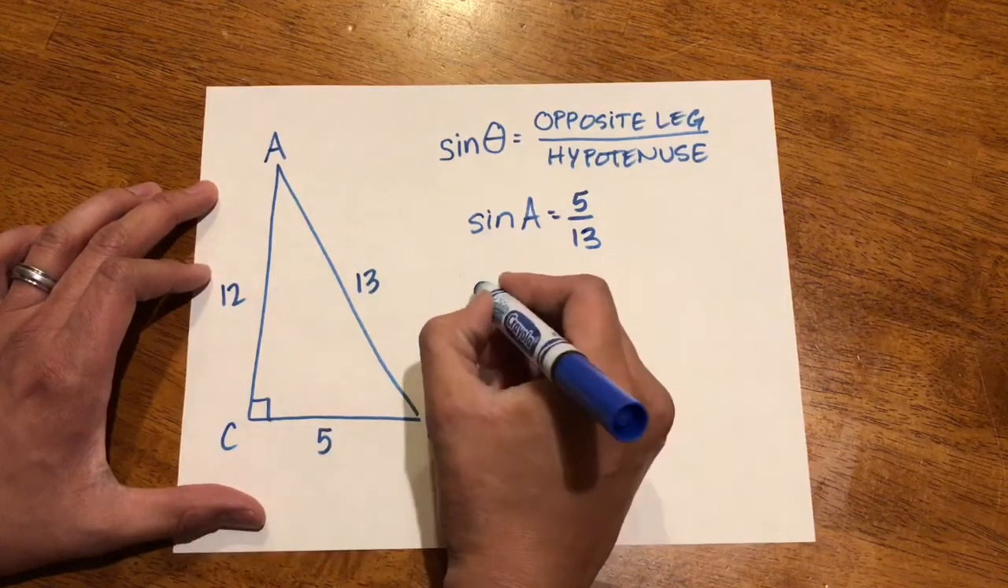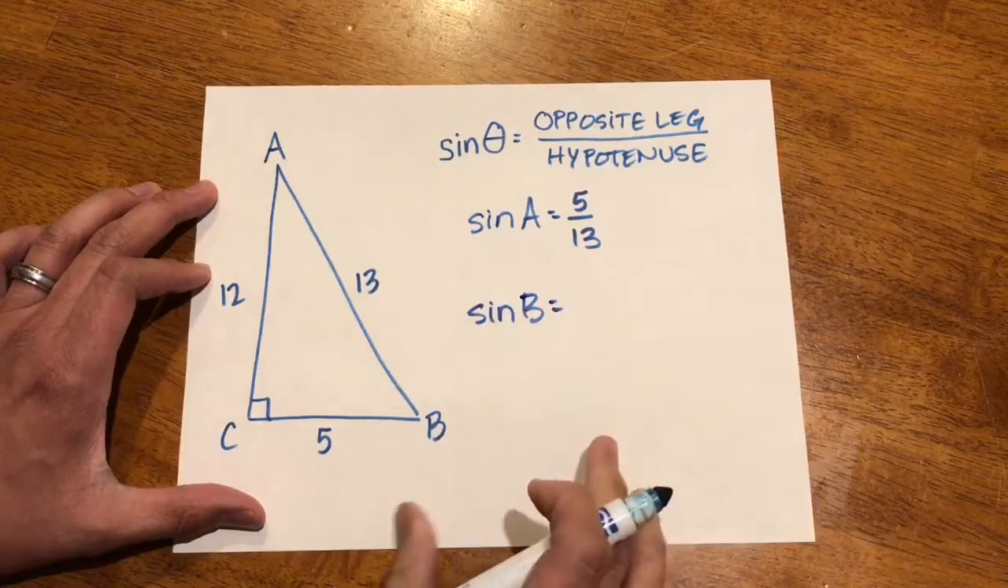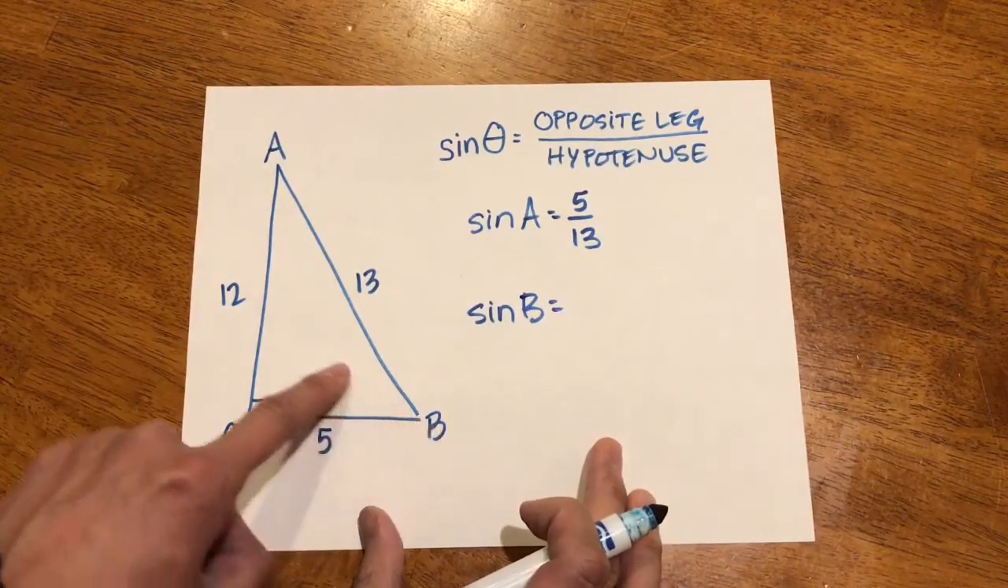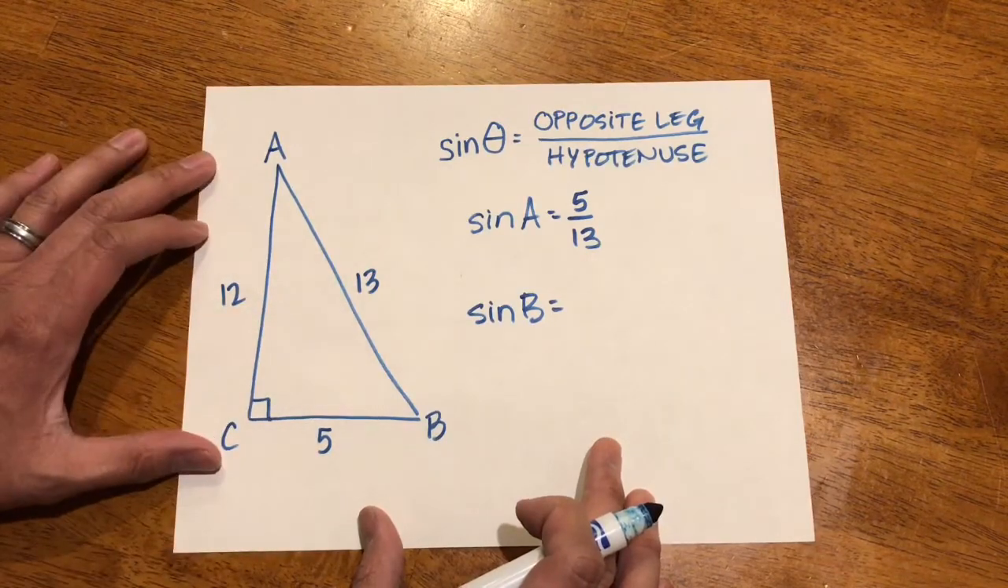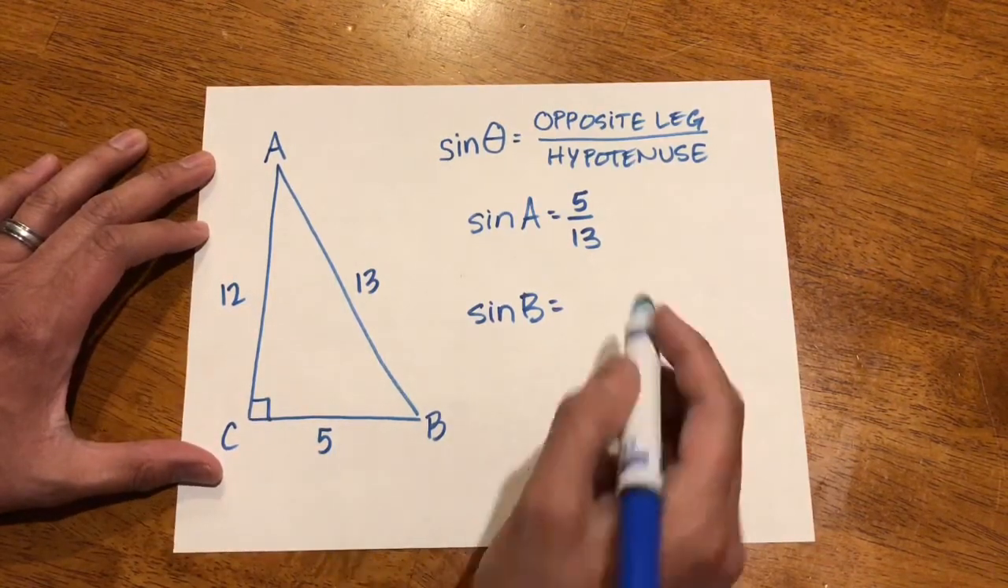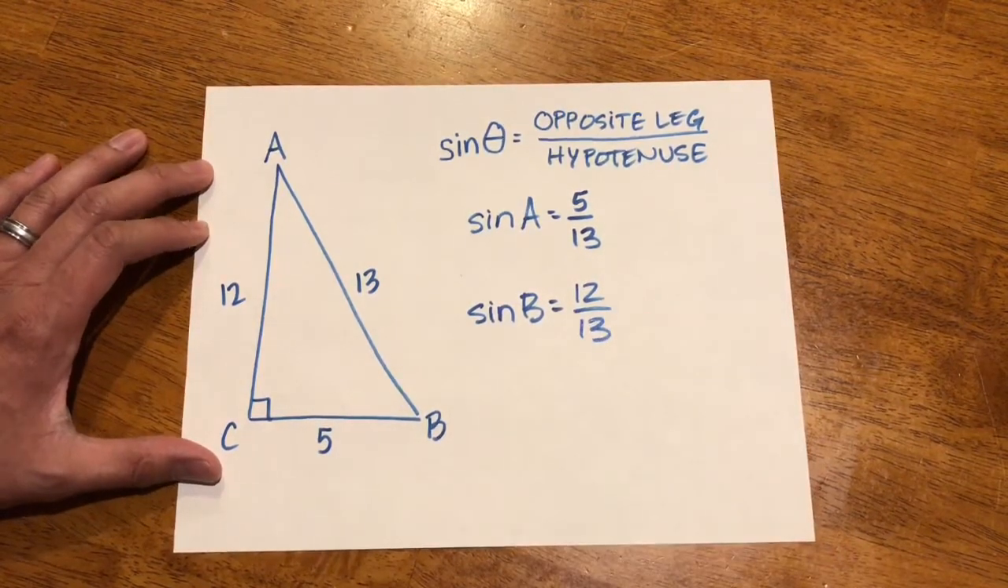If we wanted to find sine of angle B, this time we go across from angle B, which is 12, and the hypotenuse is still 13. And so sine B is equal to 12 over 13.